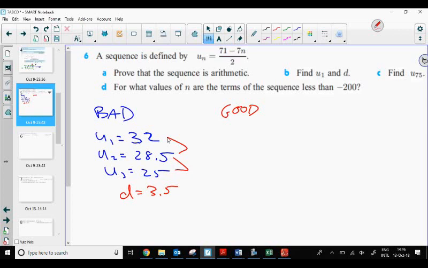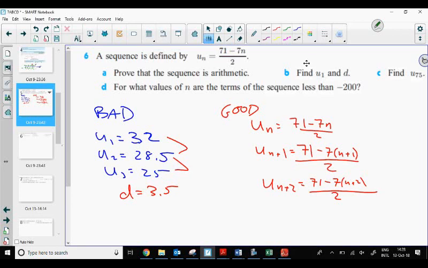A good answer is going to say u sub n is equal to (71 minus 7n) over 2. u sub n plus 1 is going to be equal to (71 minus 7 times (n plus 1)) over 2. I'm not going to expand all these, but you can see the only difference between the first term and the second term here is that the second one's going to have an extra minus 7 divided by 2. So it's gone down 3.5 from the first one. And then the next one is going to have another minus 7 over 2. So that's where we're getting our common difference of 3.5 from.